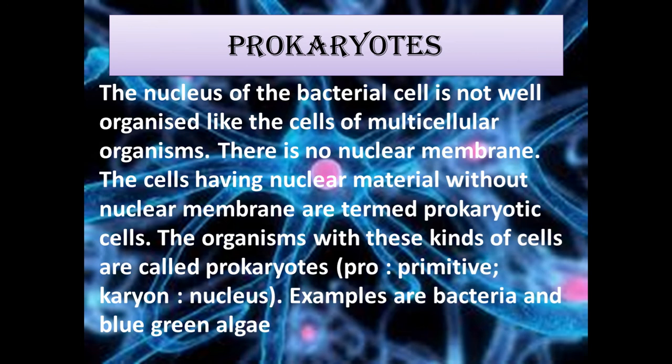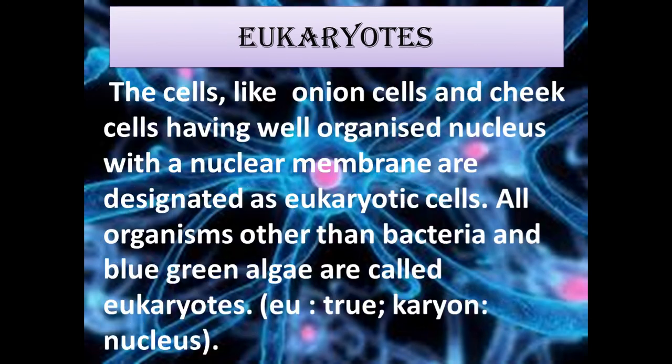Next are the eukaryotes. The cells which have a well-organized nucleus, in which the nuclear membrane is present, are called eukaryotic cells. All organisms other than bacteria and blue-green algae have eukaryotic cells, hence they are called eukaryotes. For example, plants, animals, protozoa and fungi are eukaryotes.